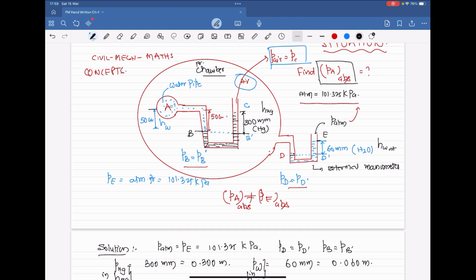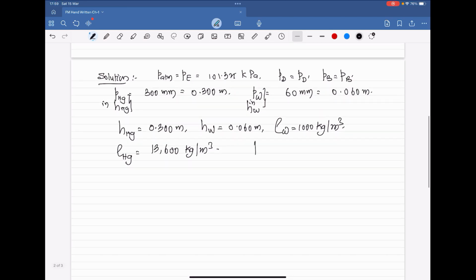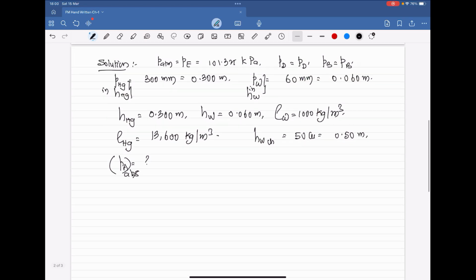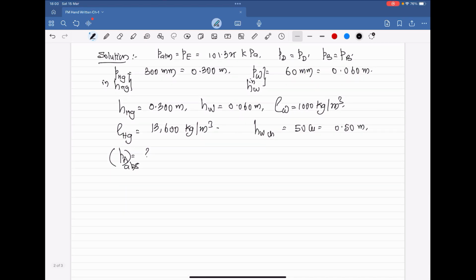These are all the values we know, either given or known. Then the height of water above the lower level of the mercury in the manometer is 50 centimeters. Height of water in chamber is equal to 50 centimeters, that is equal to 0.50 meter. We have to find out PA absolute, equal to how much? That is our question. Here we have to go into the basics. This is a very good problem, an excellent problem to understand and revise your basics.